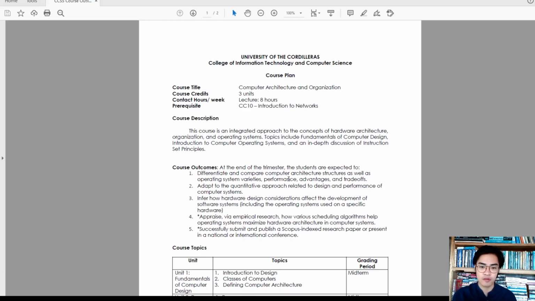Now the prerequisite for this is CC10, Introduction to Networks. So you should have taken CC10 already. Okay, so for today we're going to have the course plan and also lectures of Unit 1 and Unit 2. Right? So for the course description, as you can see, this is an integrated approach to the concepts of hardware architecture, organization, and operating systems. Now our topics would include the fundamentals of computer design, introduction to computer OS, and an in-depth discussion of instruction set principles.